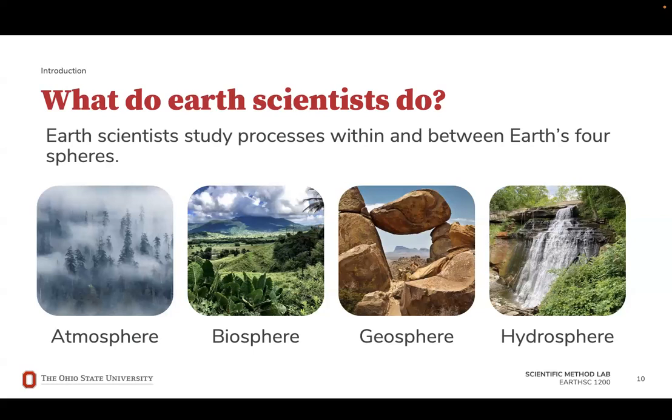The geosphere involves the solid portion of our planet. Earth scientists in this field might study rocks, minerals, landforms, or plate tectonics. And finally, the hydrosphere involves all water on or near Earth's surface. Earth scientists in this field might study oceans, lakes, rivers, or the water cycle in general. Earth scientists that study how these four spheres interact might work on the interactions between water and air, how human activity impacts natural systems, or how organisms have adapted to different climates.